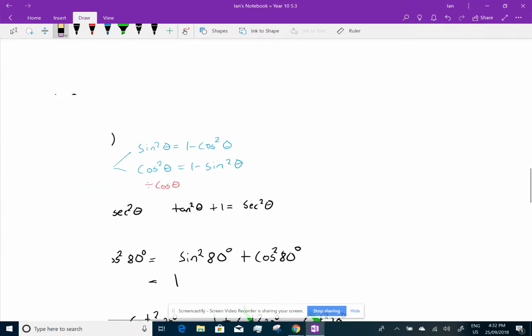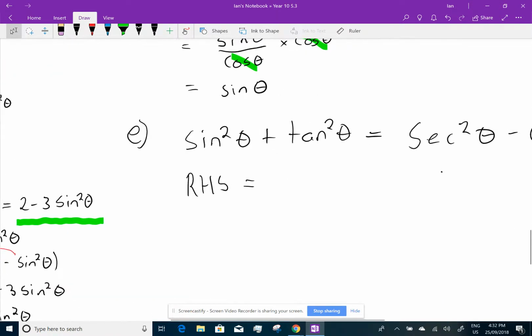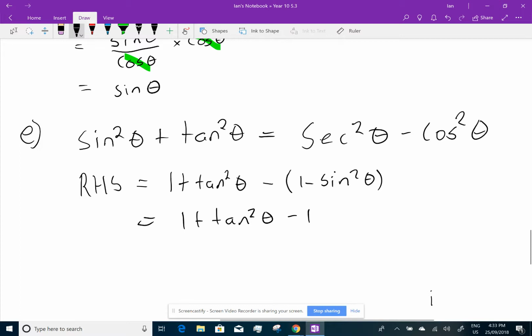Here's what I'm going to do. I'm going to write sec squared as tan squared plus 1. That was silly. Why didn't I do that in the first place? So I'm going to take the right-hand side. And what did I say that sec squared was? 1 plus tan squared. Oh my gosh, they're so easy now. Minus, and I'm going to write cos squared as 1 minus sine squared. Oh, too easy. That gives me 1 plus tan squared theta minus 1, minus minus here. When I expand this, I get a minus minus, so I get plus sine squared theta.